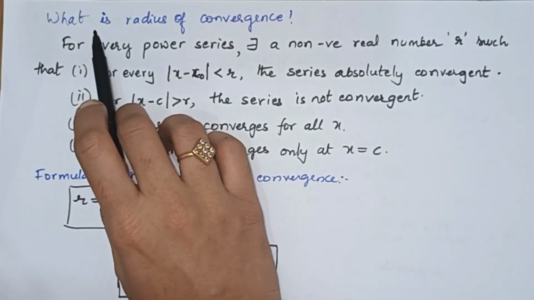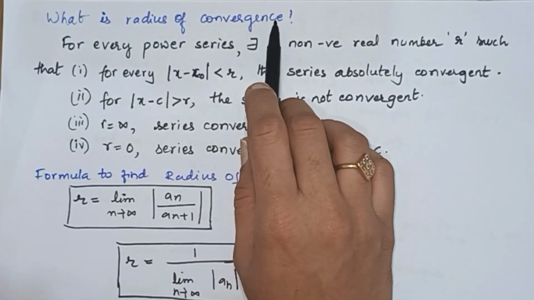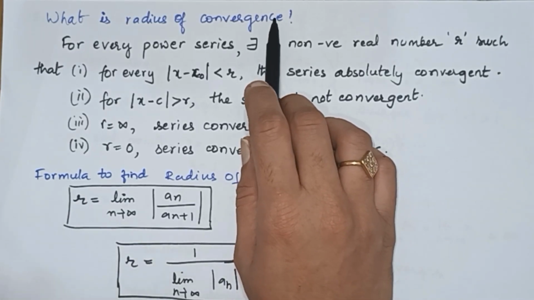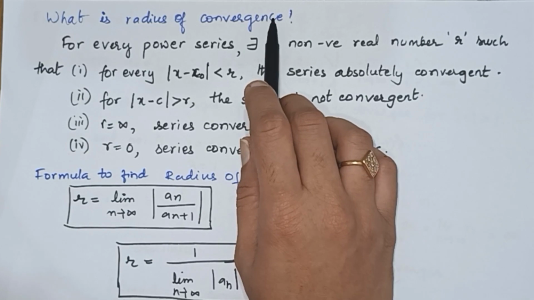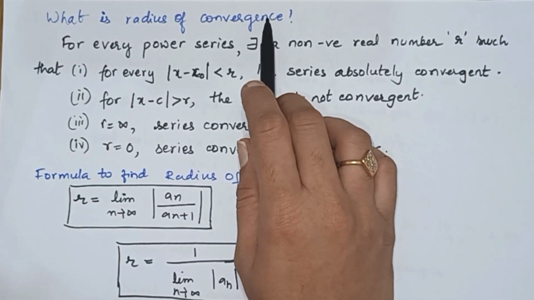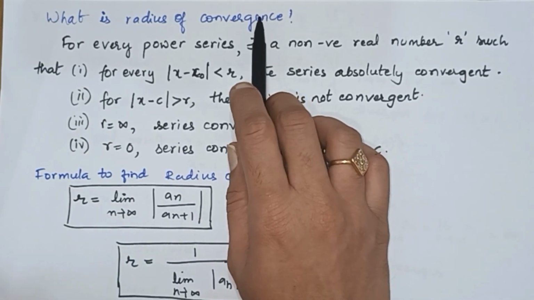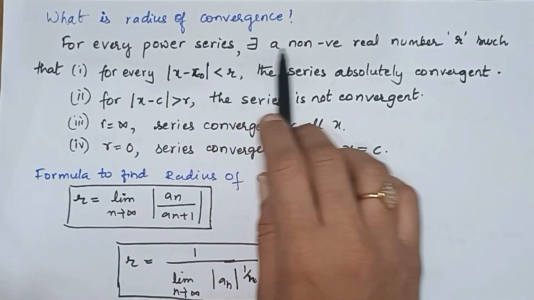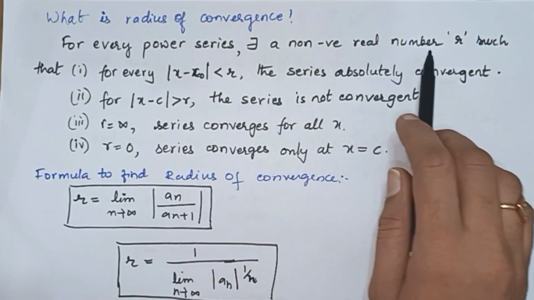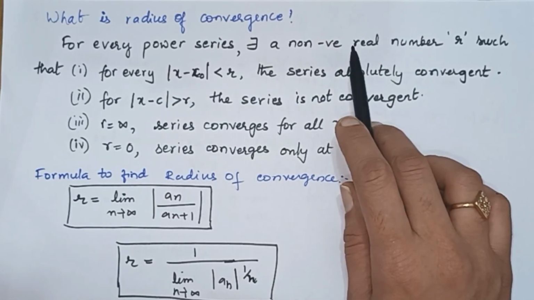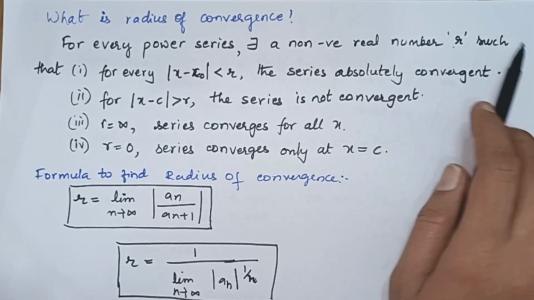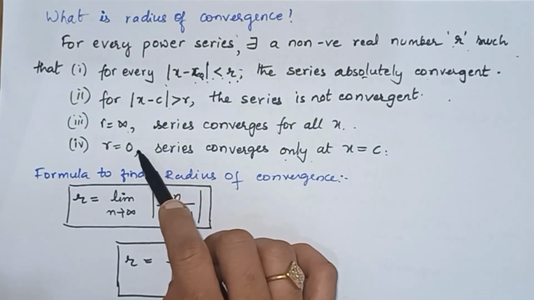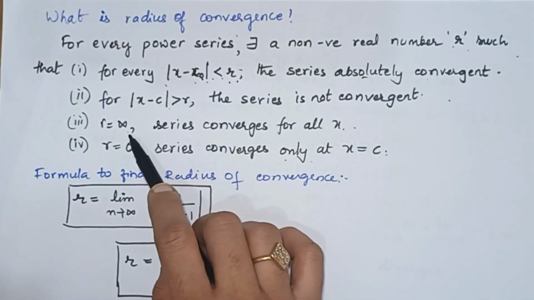Now let's see what the radius of convergence is. When you have the interval of convergence and center for the given series, then definitely there will be a range until which the series will converge. So what is the radius of convergence? For every power series, there exists a non-negative real number R, meaning it can be positive or zero, such that R can be unique and finite, R can be equal to 0, and R can be equal to infinity.